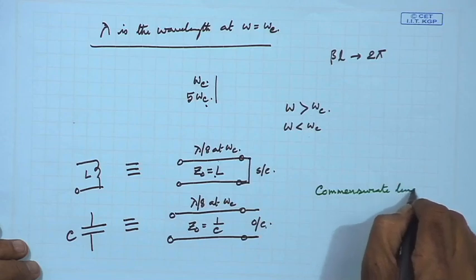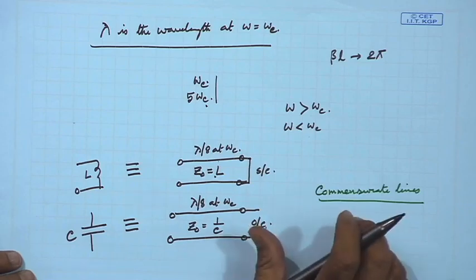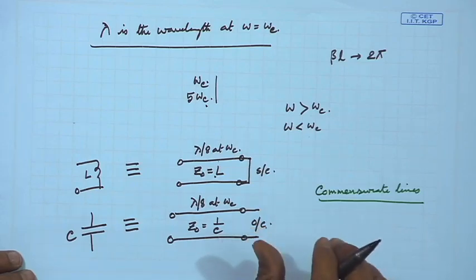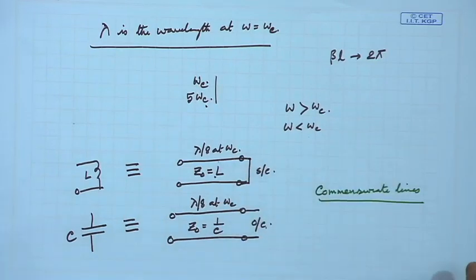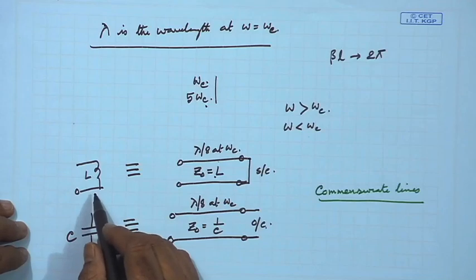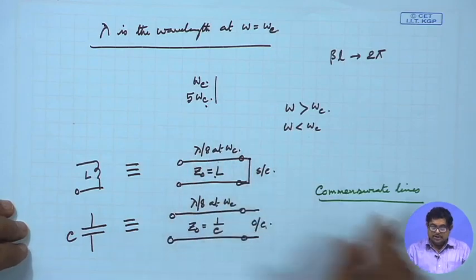So, you need not bother about these line lengths. If one length is not very small or very large, you can use this periodicity and go to higher or lower values, so that you can get that same thing. That means in the prototype design, whenever there is a lumped L or lumped C, you can represent it like this. This is Kuroda's identity.